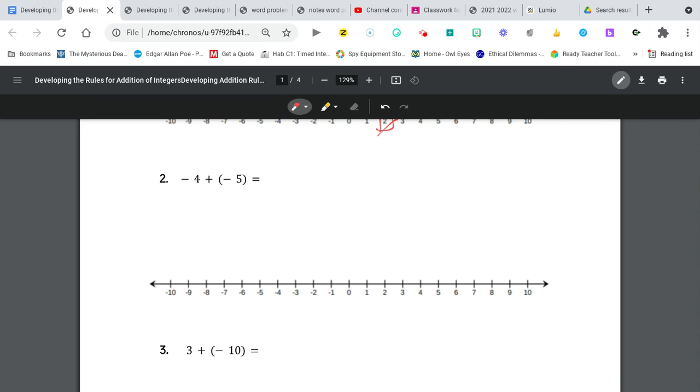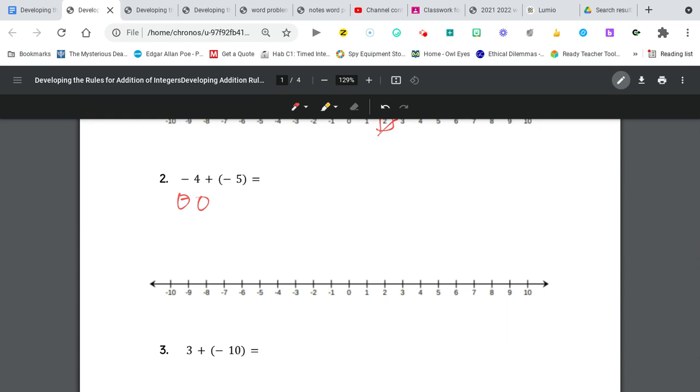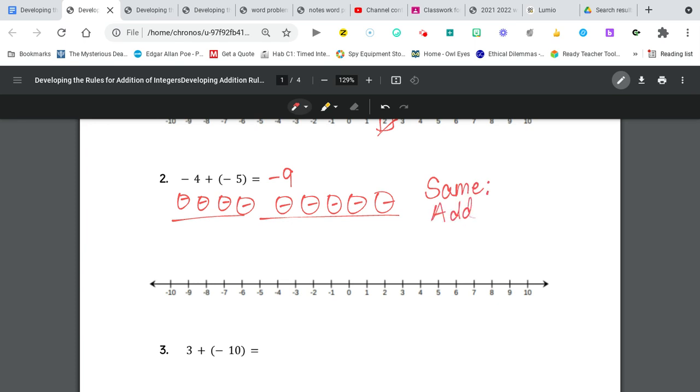On number 2, I see that I have 4 negatives, and then I have 5 more negatives. So you don't have any zero pairs because all your chips are the same color. So 4 negatives and 5 negatives make 9 negatives. Basically, these chips are the same. So the math part, we could just add 4 plus 5 gives us 9. And of course, they're all negative, so you would get a negative.